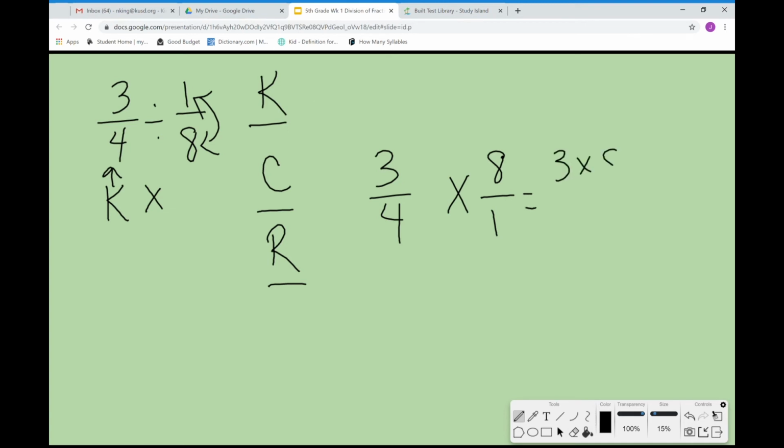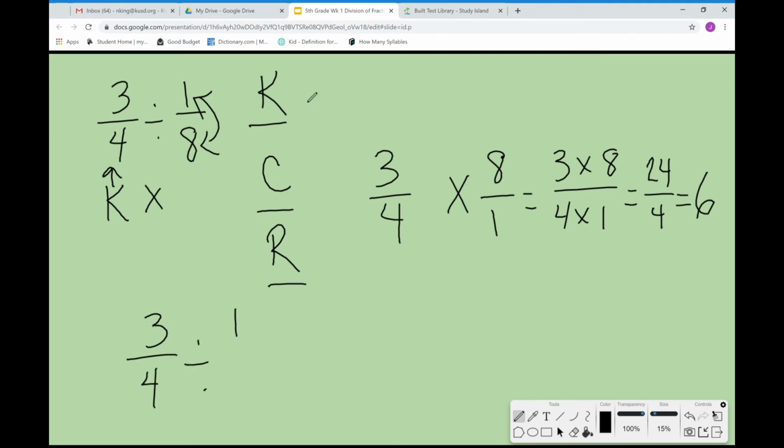3/4 times 8/1. This equals 24/4, which is 6. So 3/4 divided by 1/8 equals 6.